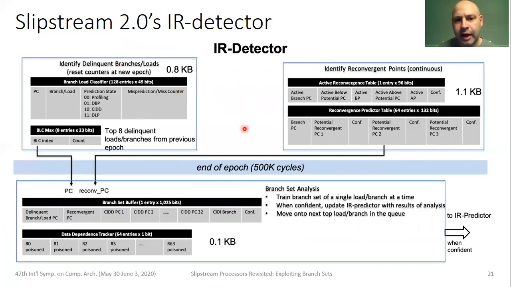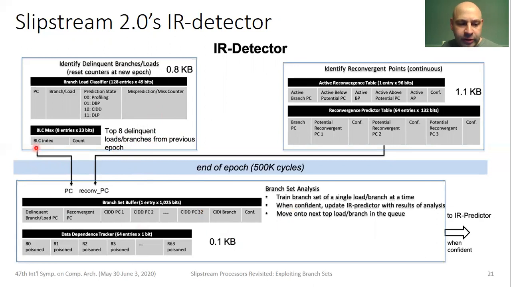So here's Slipstream 2.0's IR detector. We have a piece of machinery that's borrowed from past work, Collins et al., automatically detecting reconvergent points. This is always going on in the background. We have the branch load classifier, which over an epoch of 500K cycles monitors how many mispredictions and how many misses each of the loads and branches in that epoch encounter. And at the end of that epoch, we have an idea of the top 8 delinquent loads and branches. And we then pass on the information for those top 8 delinquent loads and branches to the branch set analysis.